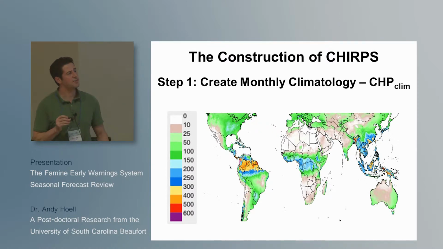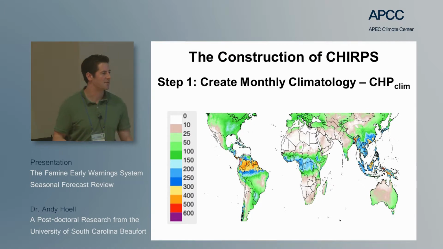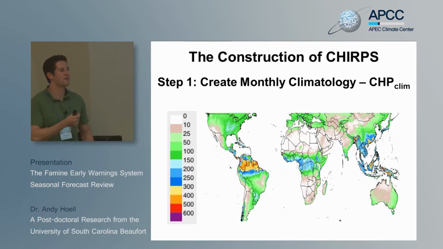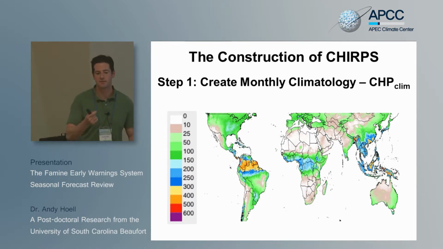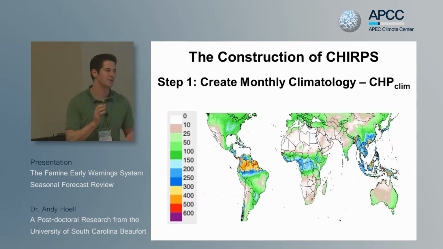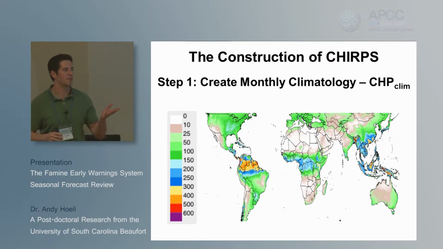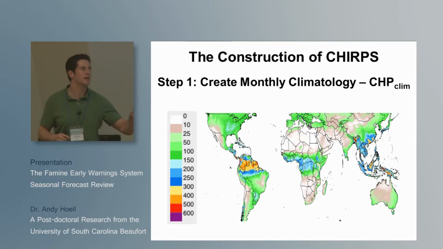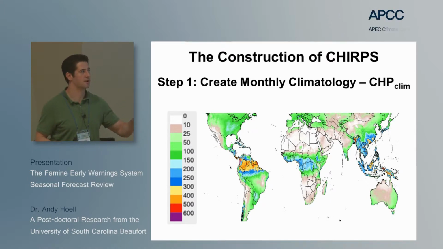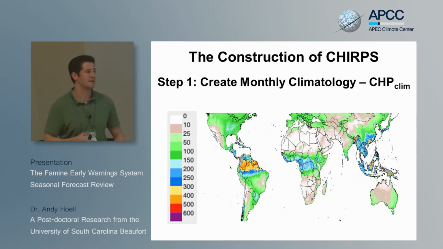So the creation of the monthly climatology, CHP_CLIM, I didn't know this, and it was something interesting. Apparently a lot of Met agencies have really extensive monthly climatologies for their individual regions. So we've taken all of those monthly climatologies that were available to us, in addition to a lot of station data, and we have built a monthly climatology based upon this.